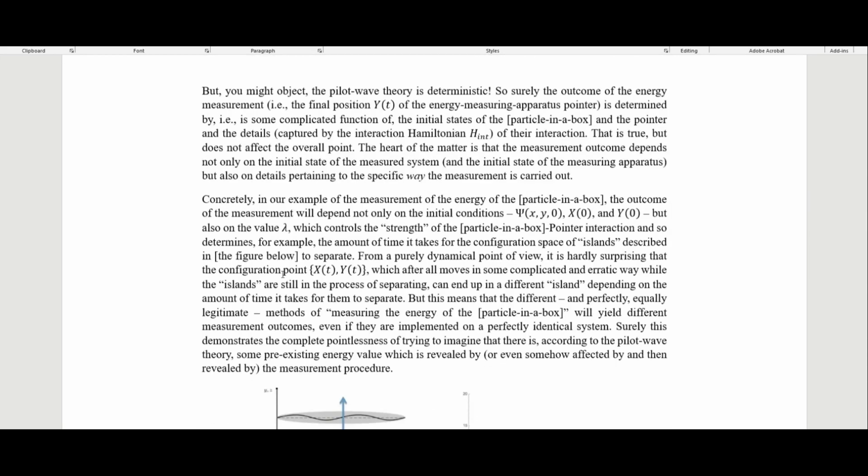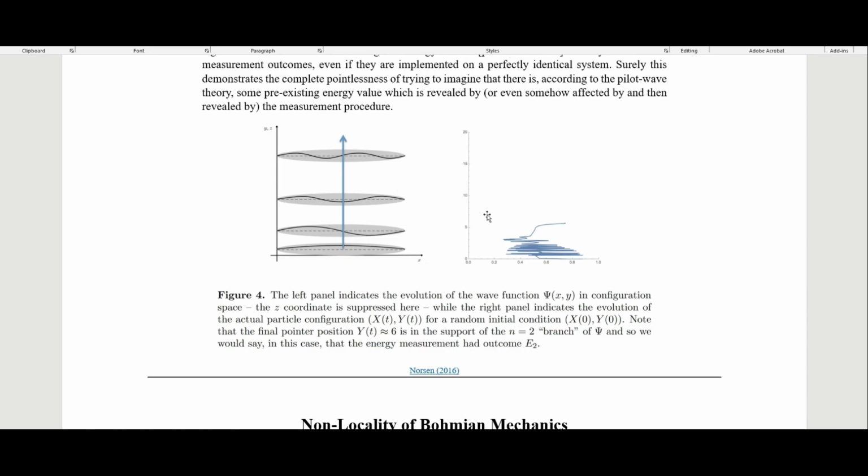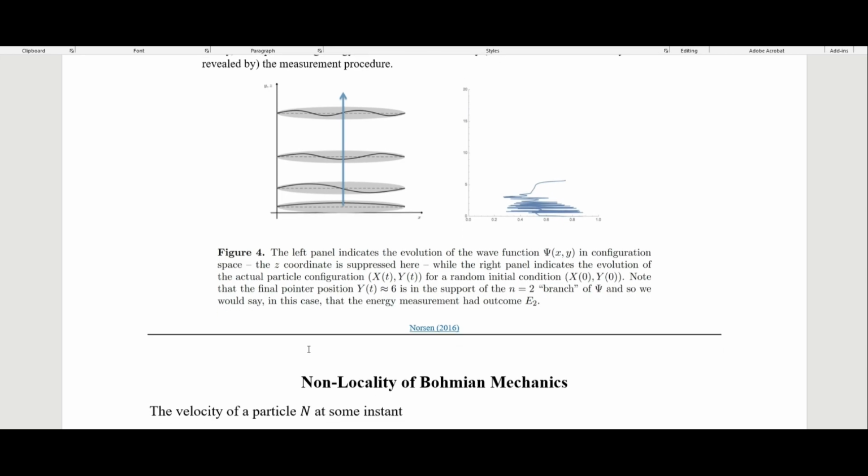And so he is going to be referring to this figure right here. In a previous video, I gave one that was similar to what we have on the left here, but this one also has this one on the right here that I wanted to use. And it comes from this 2016 paper here. The caption says that the left panel indicates the evolution of the wave function in configuration space, while the right panel indicates the evolution of the actual particle configuration for a random initial condition.